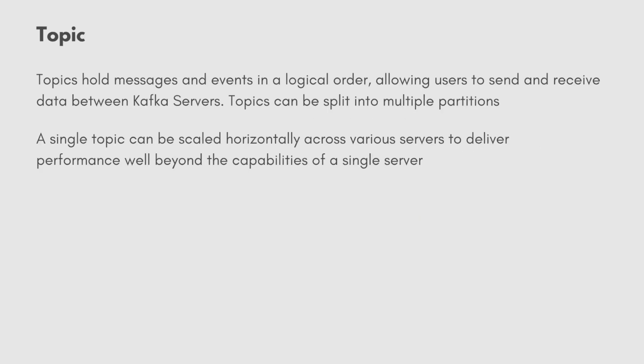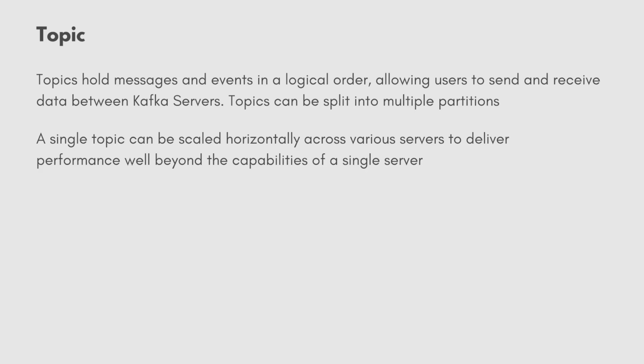So I talked about topics a lot during this tutorial, but we actually never fully went over what a topic is. So here I am, right? A topic holds messages and events in a logical order and allows users to send and receive data from that topic, right? From the Kafka servers. So a topic can be split into multiple partitions, and I have another portion of the video to talk about partitions individually. But a topic can be made up of multiple partitions, right?